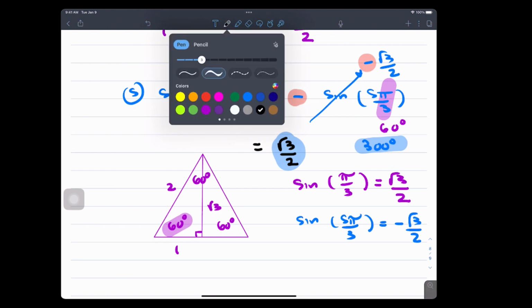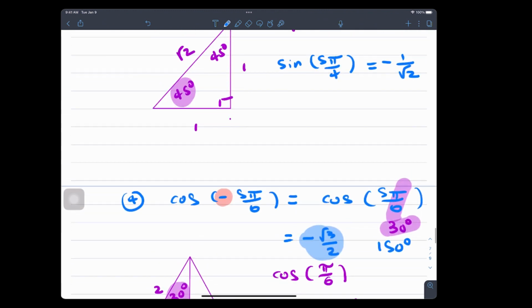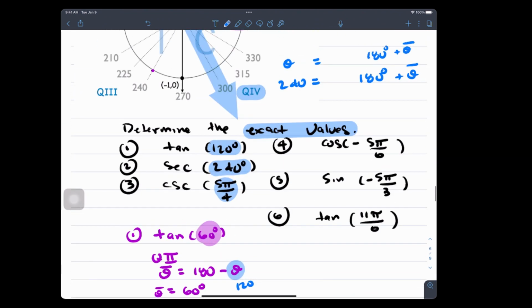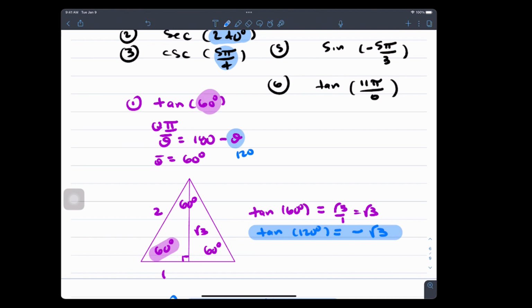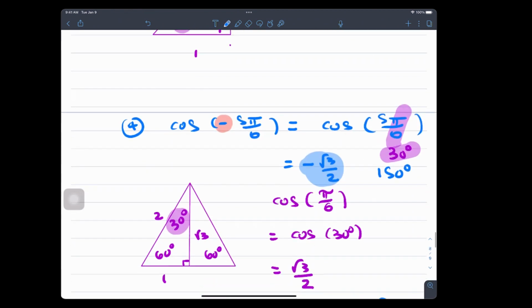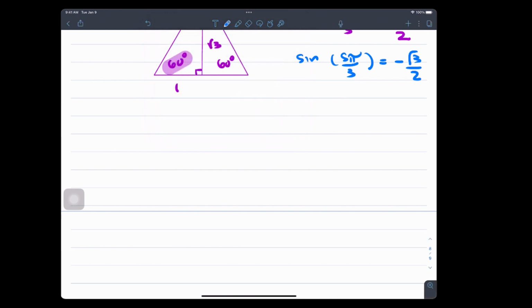So how does that feel? Is that okay? You guys start to see how you go through the process here? You're using everything we talked about? And then what about this one? Tangent of 11 pi over 6. You say, how do I handle tangent 11 pi over 6? Well, tangent of 11 pi over 6. That's number 6. Tangent.